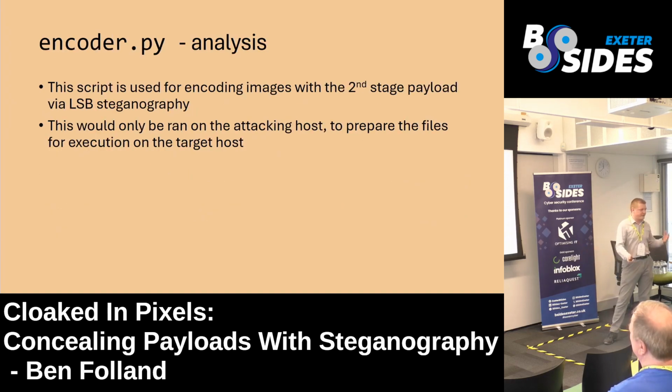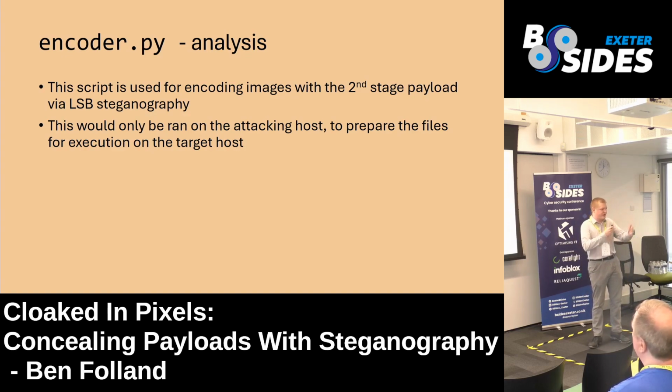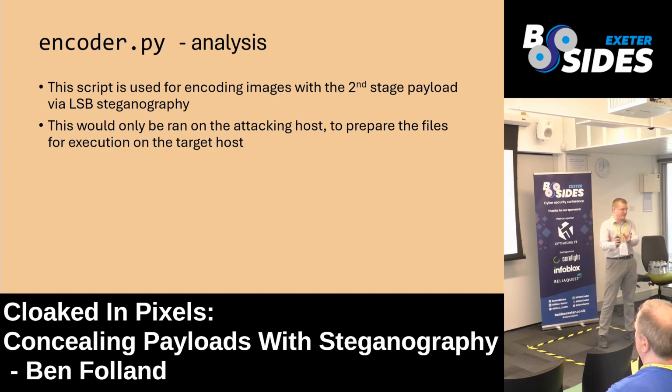There are 2 scripts, encoder.py and shellcode-runner.py. The encoder script's job is to encode this second stage payload, along with all the things necessary to run this shellcode, into an image. This wouldn't be run on your compromised host, your target host. This would be run on your attacking machine, your Kali machine. You'd want to stage this image, prepare the image for execution on your target host.